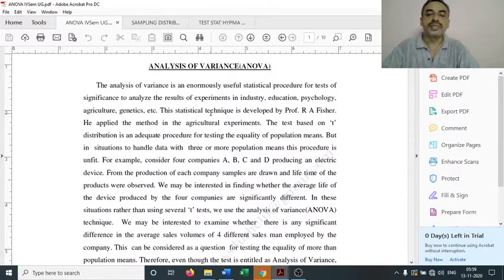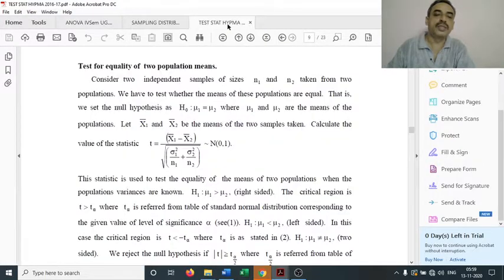In the topic of testing of statistical hypothesis, we have discussed a method to test equality of means of two populations. There the statistic used was t equals x1 bar minus x2 bar over the square root of sigma1 squared by n1 plus sigma2 squared by n2, and it follows N(0,1), and the null hypothesis is H0: mu1 equals mu2. Here mu1 and mu2 are the means of two populations, and the test is regarding equality of means of two populations. This test is considered in three different cases.